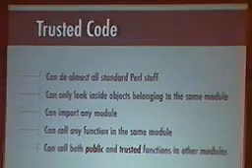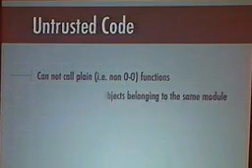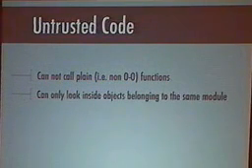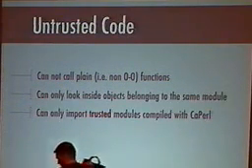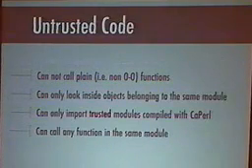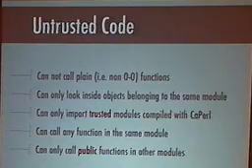Untrusted code can't call plain non-object oriented functions. So it can't call things like open or opendir or system or exec or any of those things. It can only look inside objects belonging to the same module. Same deal as trusted code. It can only import trusted modules that have been compiled with Cperl. It can call any function in the same module, and it can only call public functions in other modules.